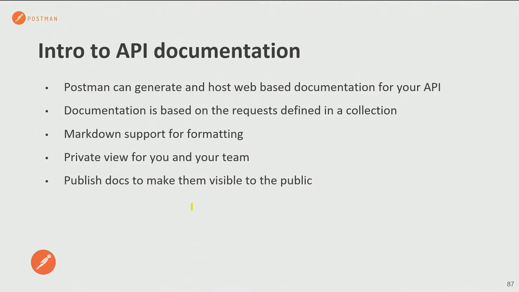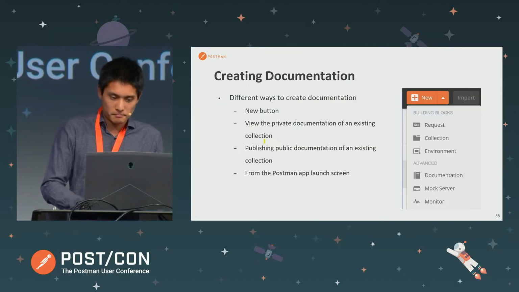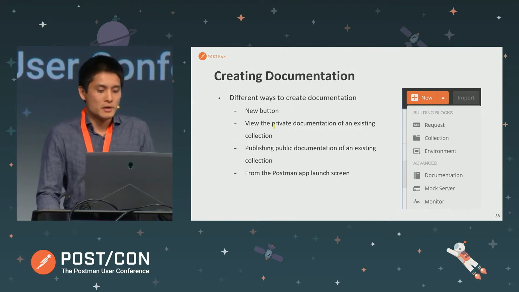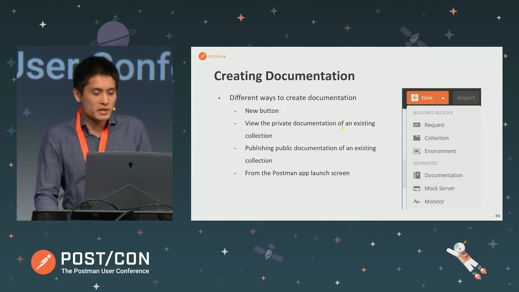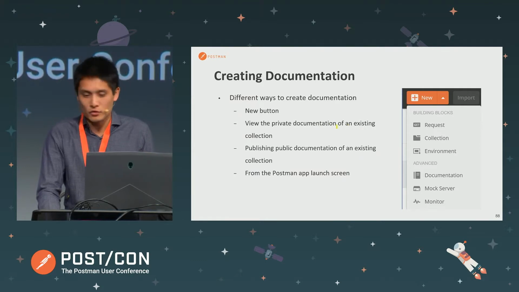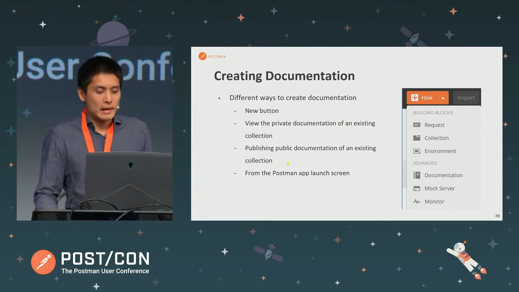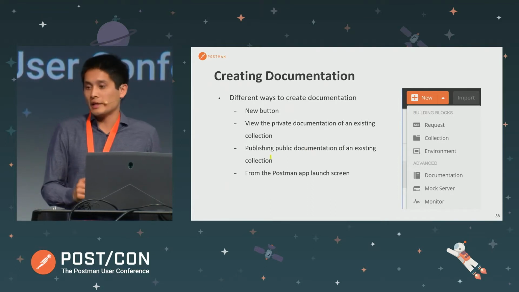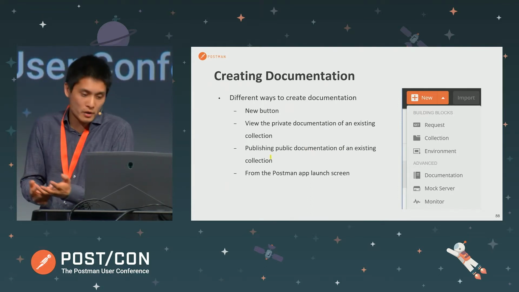And there is a private view for the API, which is available for you and people with access to the collection, people on your team that have access to the collection. And then you can publish the docs in order to make it visible to the general public. There's a few different ways to create the documentation. You can basically click on View Documentation to generate the private view if it doesn't already exist. You can publish the public documentation for an existing collection, in which case it'll create the private view as well.